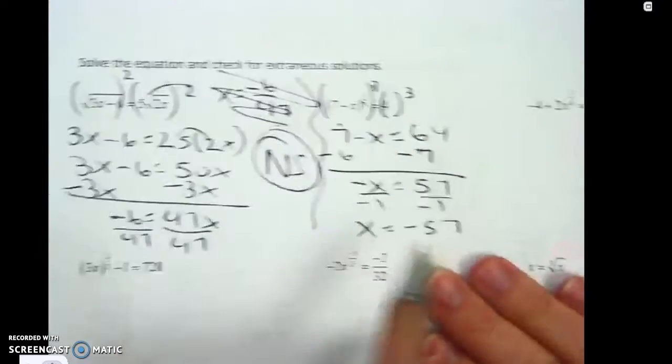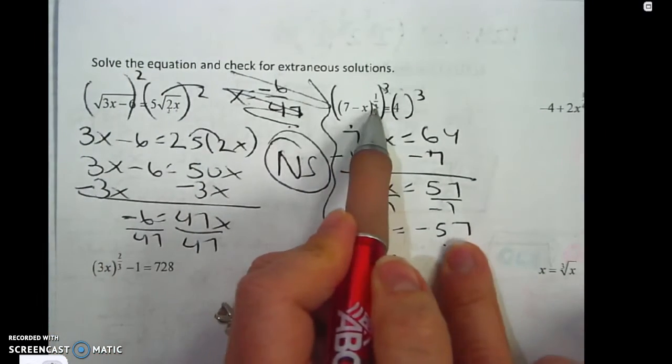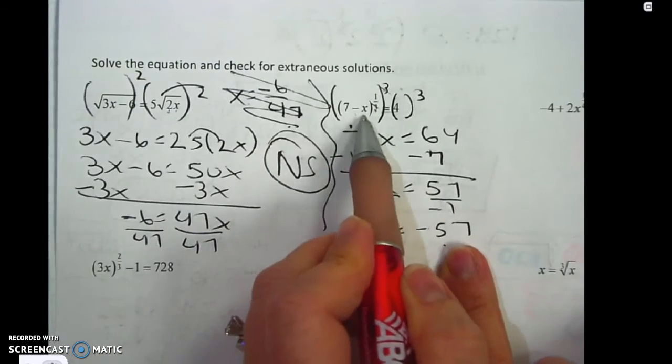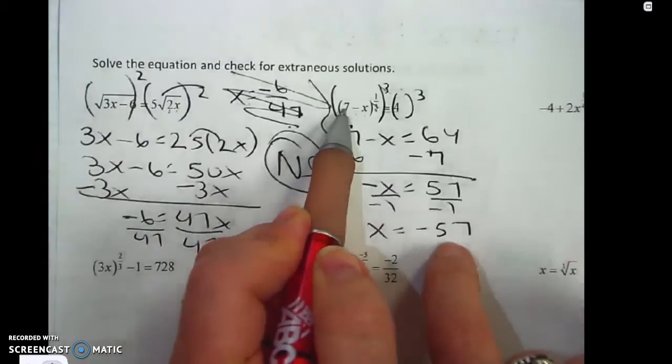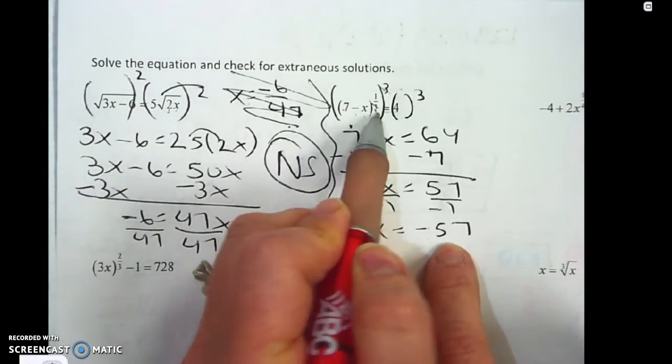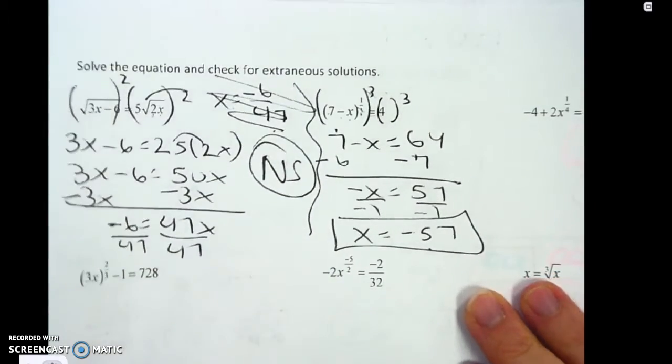Okay. Now, in the previous problem, I said you can't get negatives inside the square root, but this is actually the cube root, and a negative would make a positive. So 7 plus 57 is 64, and the cube root of 64 is 4. So my answer is correct.